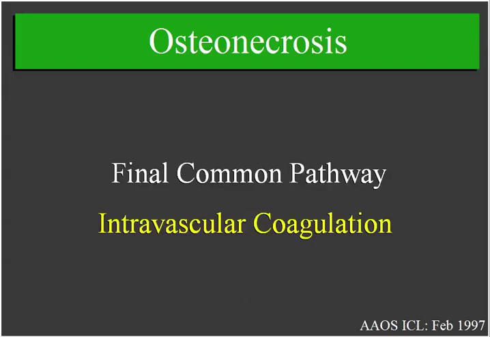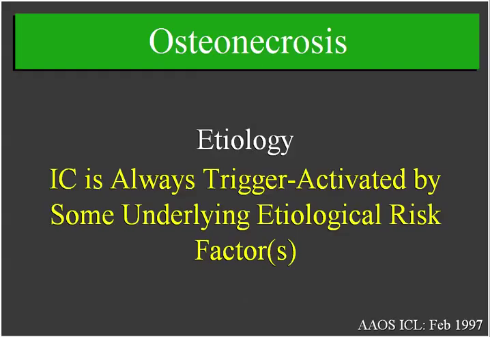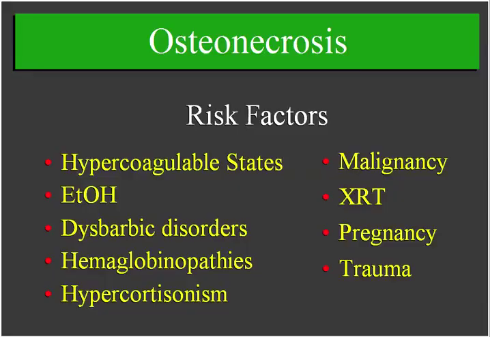Osteonecrosis. The final common pathway is intravascular coagulation. In this process, you have an interosseous microcirculation coagulation, generalized venous thrombosis, and a retrograde arterial occlusion. This intravascular coagulation is always triggered by some underlying etiologic risk factor: hypercoagulable states, alcoholism, dysbaric disorders like deep sea diving, hemoglobinopathy, sickle cell, sickle thalassemia, hypercortisonism, including anabolic steroids, malignancy, radiation therapy, pregnancy, and trauma.